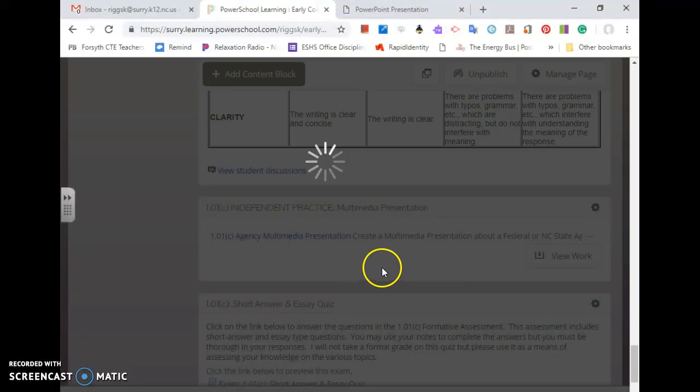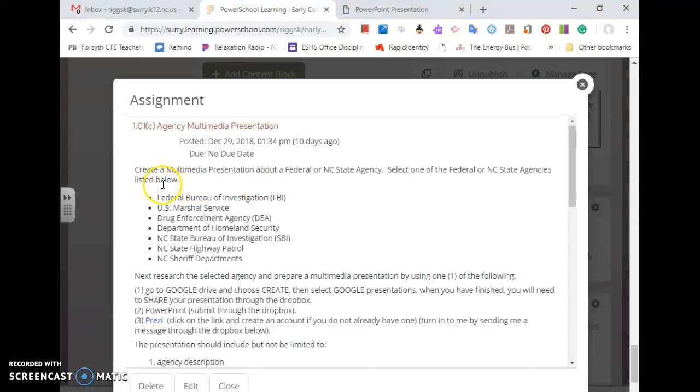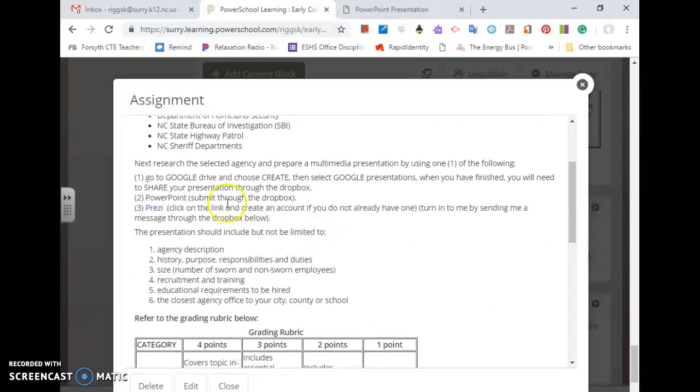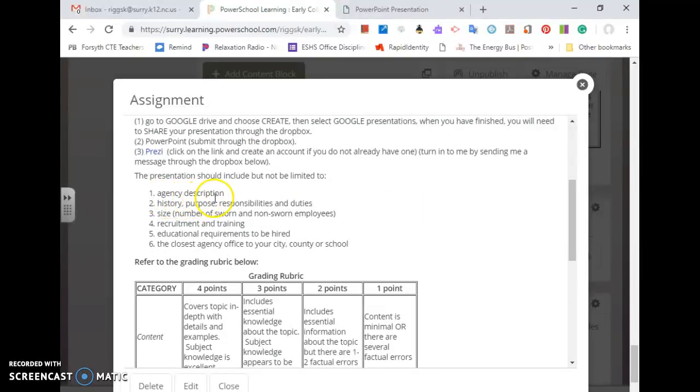Then we have a multimedia presentation, and what I want you to do basically is to choose one of these agencies. It doesn't matter to me. Find one that interests you a little bit, and you're going to Google and find out all about the agency you chose. So you're going to give me the description of the agency, the history or the purpose, the responsibilities and duties of that agency. How big is the agency? The recruitment and training, like, do they require a certain type of training, or can just anybody do it? And the closest agency office to your area.